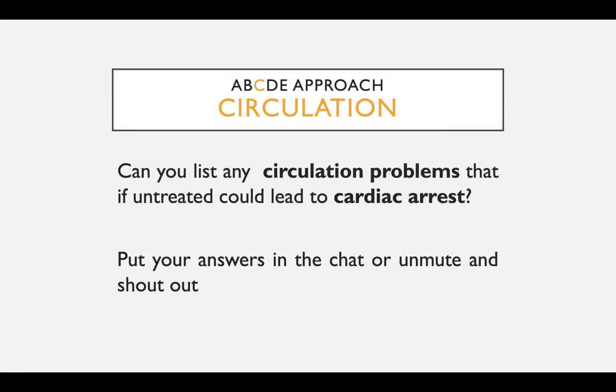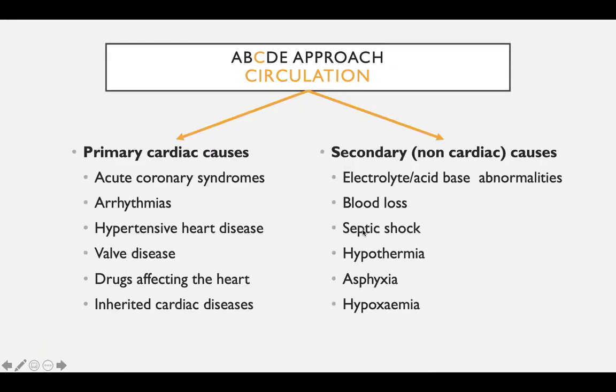So I'm dividing these into primary cardiac, so things that affect the heart itself, and then secondary causes affecting the vascular system. What I have done is divided the primary cardiac causes into acute coronary syndromes. That's a myocardial infarction, where there's some blockage of the coronary vessels that leads to death of part of the muscle of the heart. Okay, arrhythmias, hypertensive heart disease, valve disease, any drugs or toxins affecting the heart, or any inherited cardiac disorders, so congenital cardiac diseases.